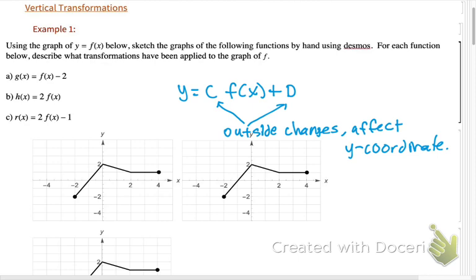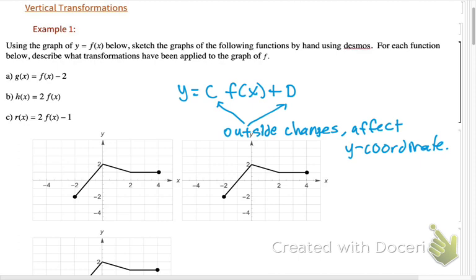So in part A, g of x equals f of x minus 2. The graph of f is shifted down 2 units to obtain the graph of g. That's again a vertical shift down, and it only affected the y coordinates. So both f and g would have the same domain.